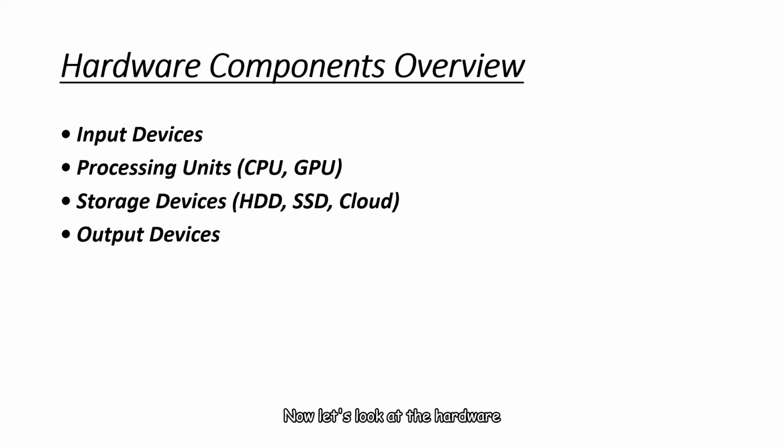Now let's look at the hardware components. These include the devices that let us input data, process it, store it, and finally present it to users. A robust multimedia system needs to efficiently handle all four aspects.